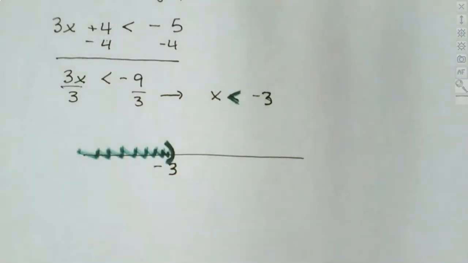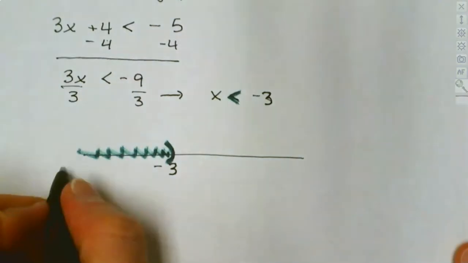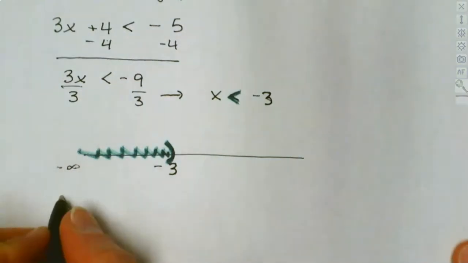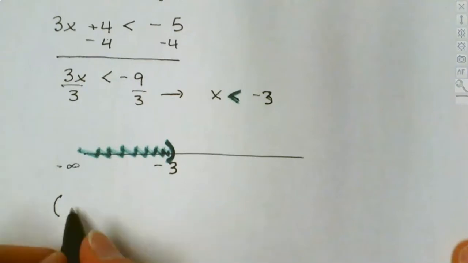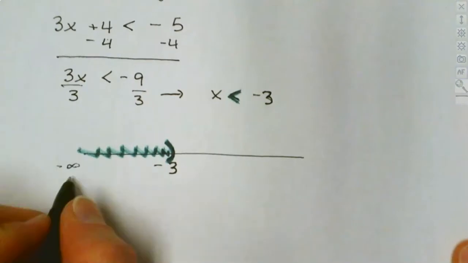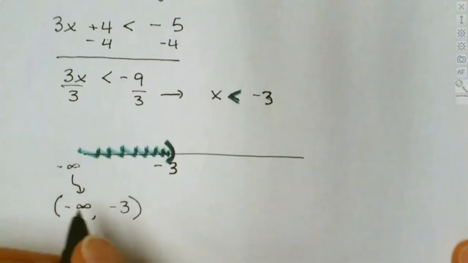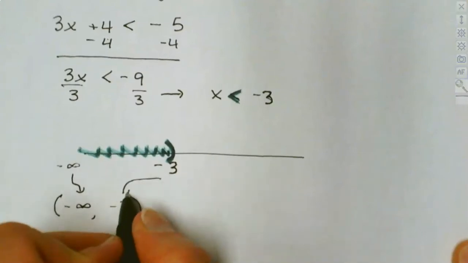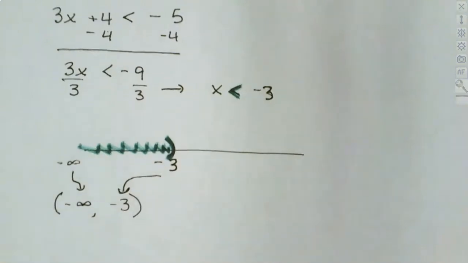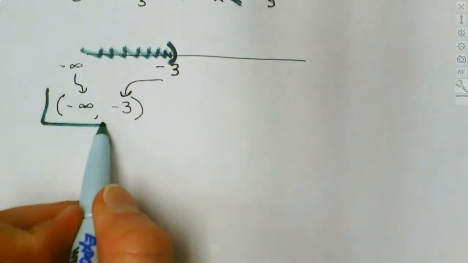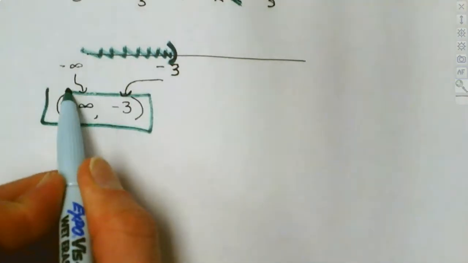And where is it going to? Back to the left, to negative infinity. So make sure it's in the correct order. We've got negative infinity on the left, comma, negative 3. Okay, do not mix up the order. That's the most commonly made mistake, is students accidentally mix up the order. So this would be your answer now in what's called interval notation.